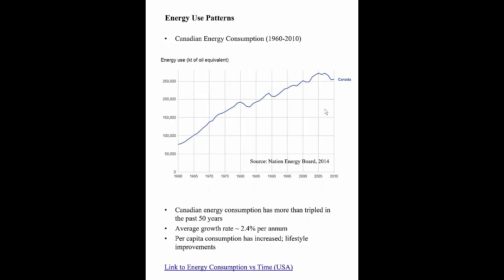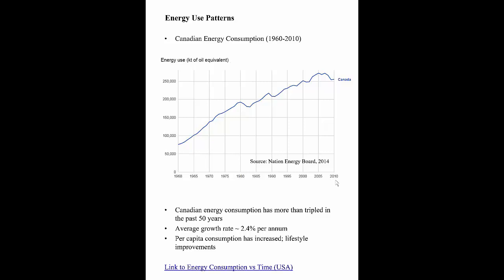This is Canada's energy consumption. Again, crazy units sometimes: these are kilotons of oil equivalent. Don't worry about it. It's just energy use versus time, going from the 1960s to almost the present time, but not quite. Our energy consumption has tripled over the past 50 years. It's been growing greater than the world average, at about 2.4%.